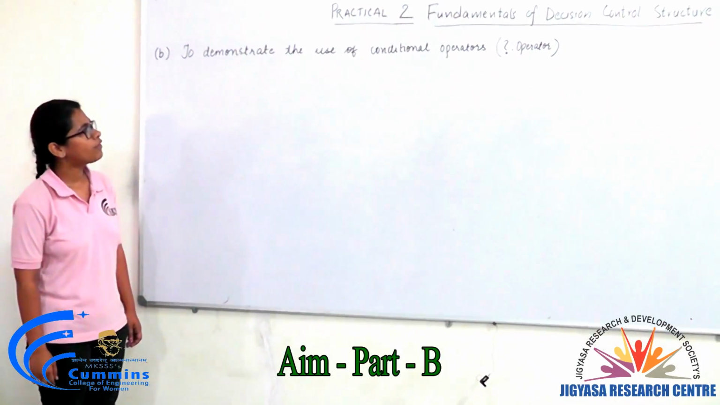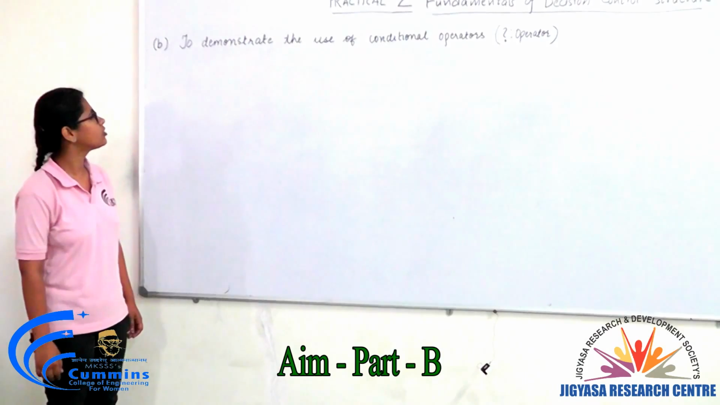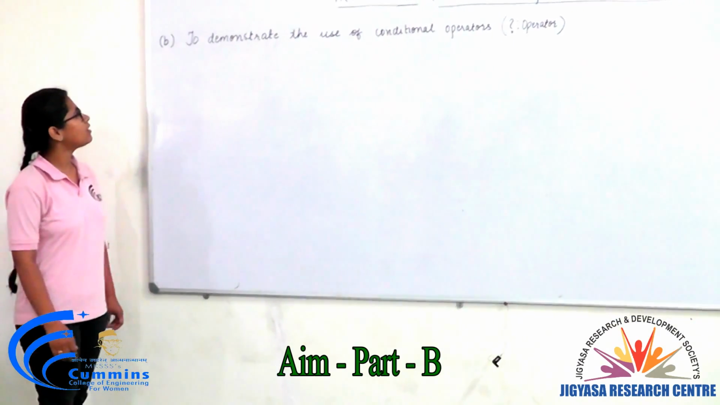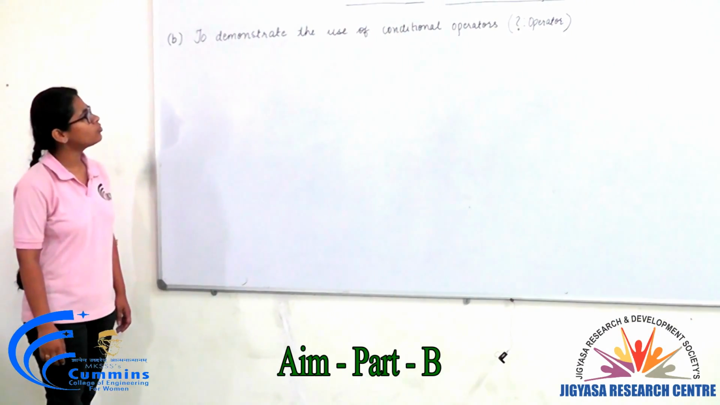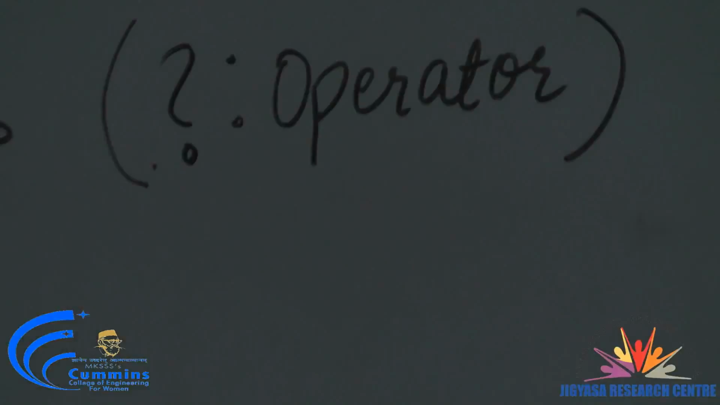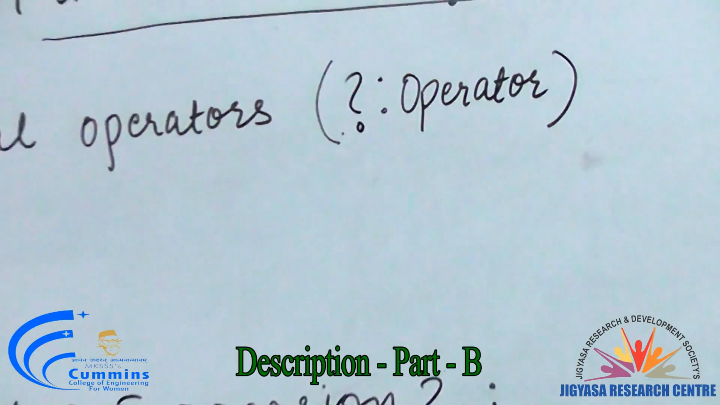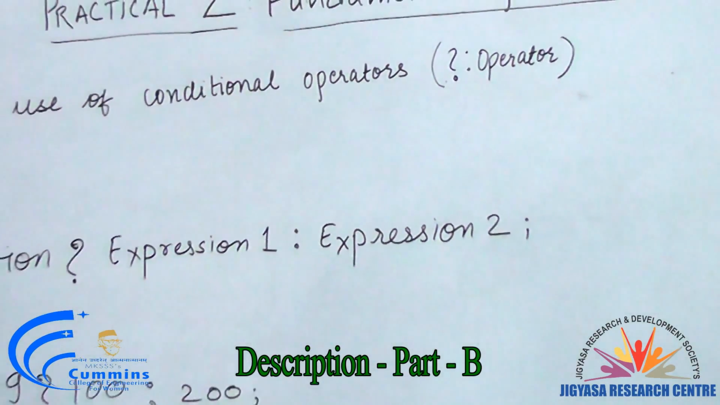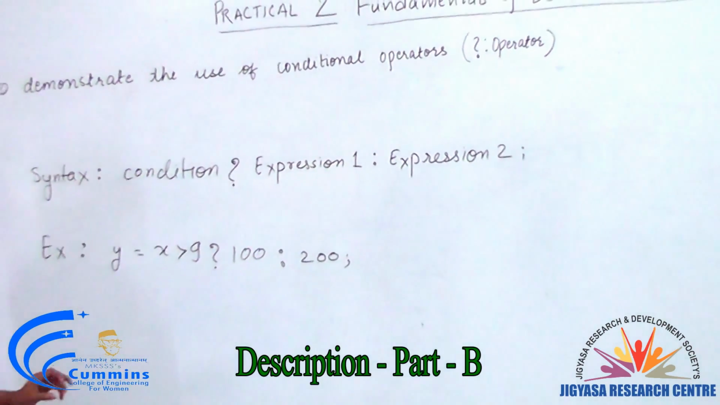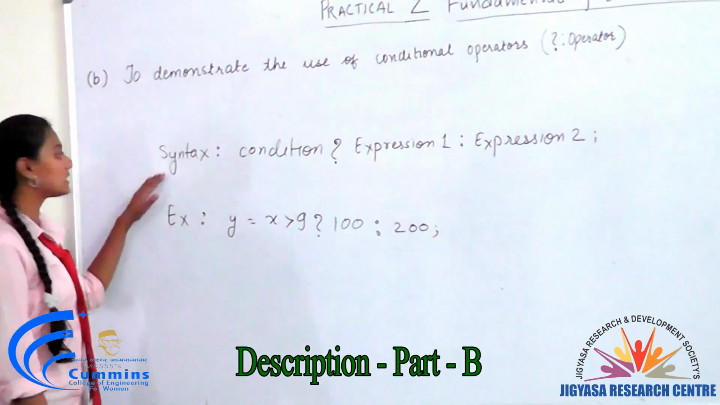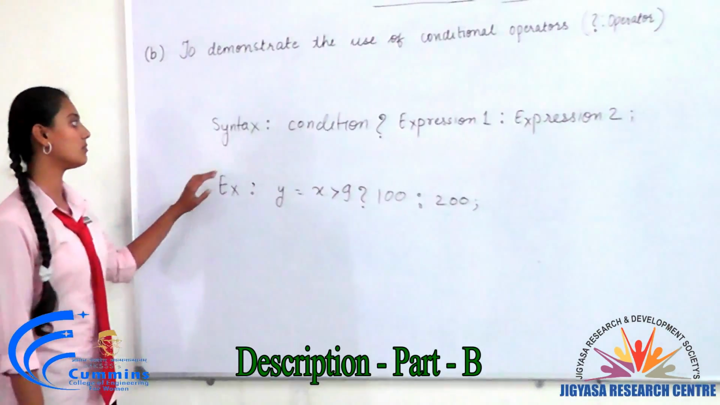Practical number 2, fundamentals of decision control structure. In that, experiment number 2 is to demonstrate the use of conditional operators. The conditional operator is also known as the ternary operator because it needs at least 3 operands. This is the syntax of the conditional operator.